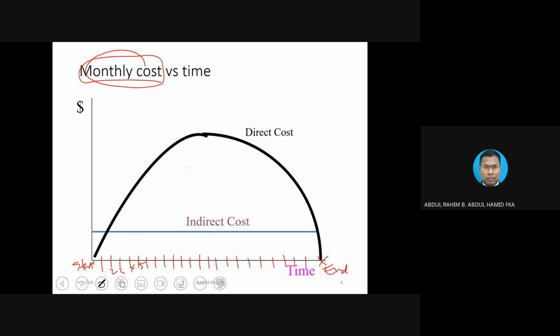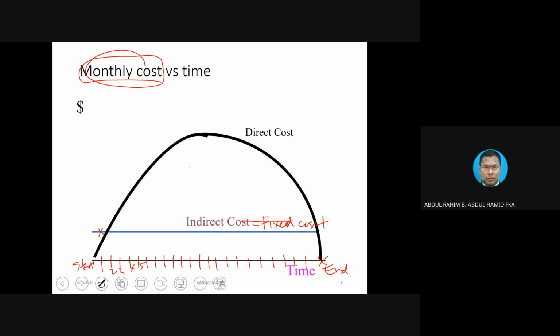When we start on the first month, we start with nothing. Then in the first month we have this point, for instance. For the indirect costs, when we plot the expenditure, the graph looks like a flat graph of monthly spending. That's why indirect costs, in another term, people normally refer to as fixed costs.